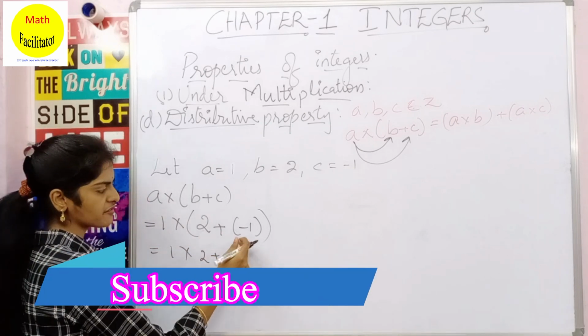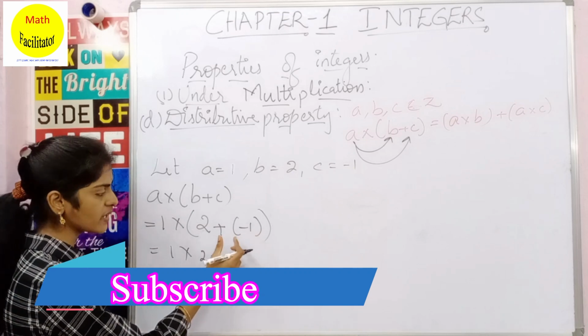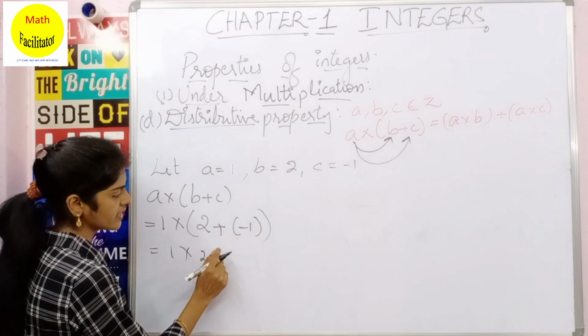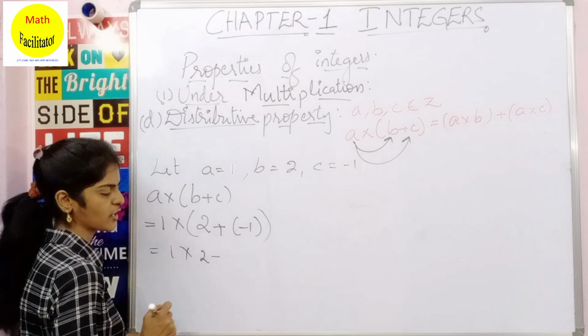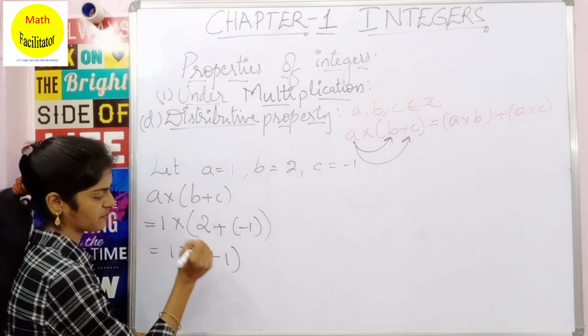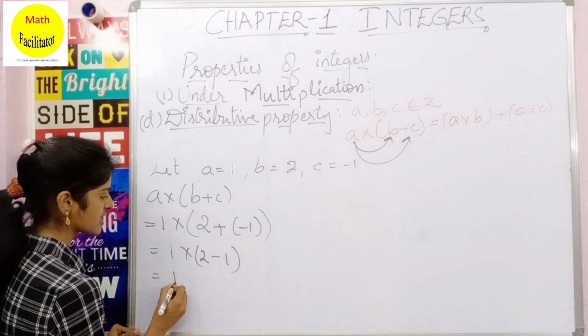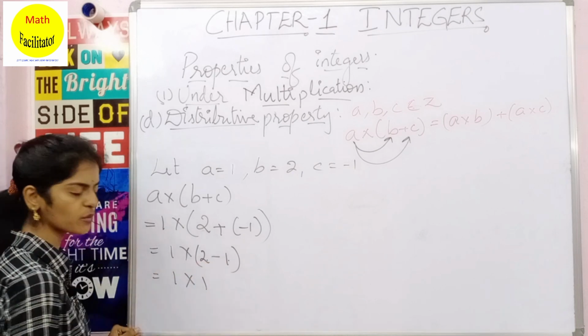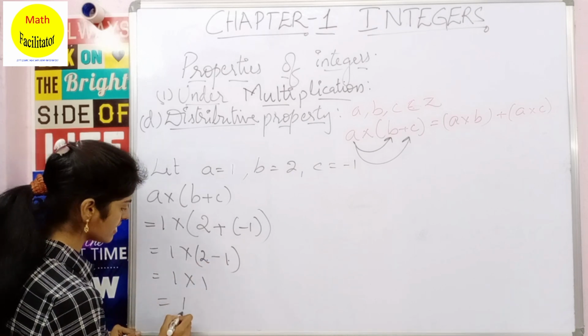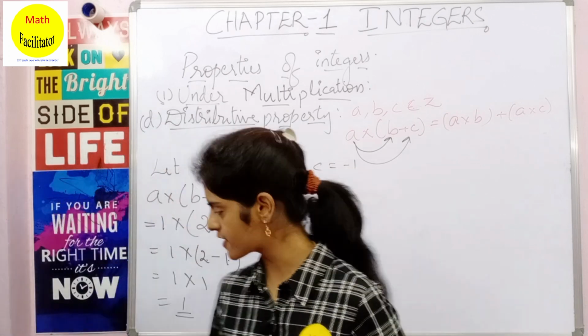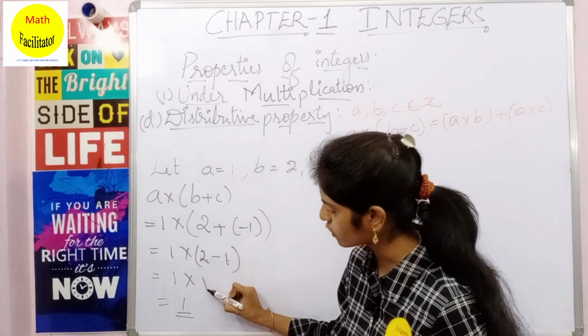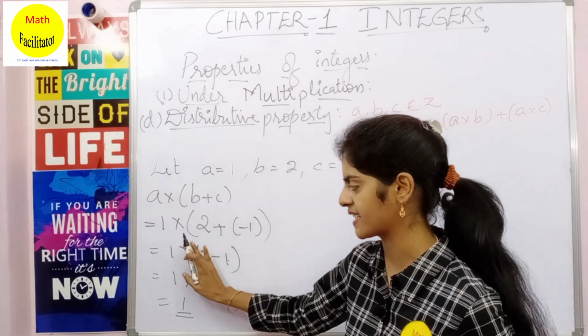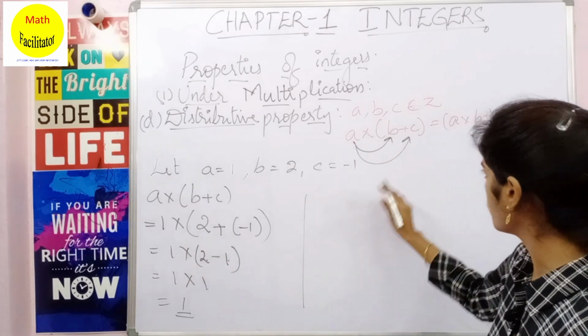Now firstly you have to remove this bracket, and how will you remove it? By solving these 2 signs first. Plus into minus is minus, and you have a 1. So now it is 1 into 2 minus 1, which is 1. Clear? So 1 into 1 is 1. Once you solve what is there in the brackets, you don't have to write the bracket, you will just remove it. Clear? Now let us see what is RHS.